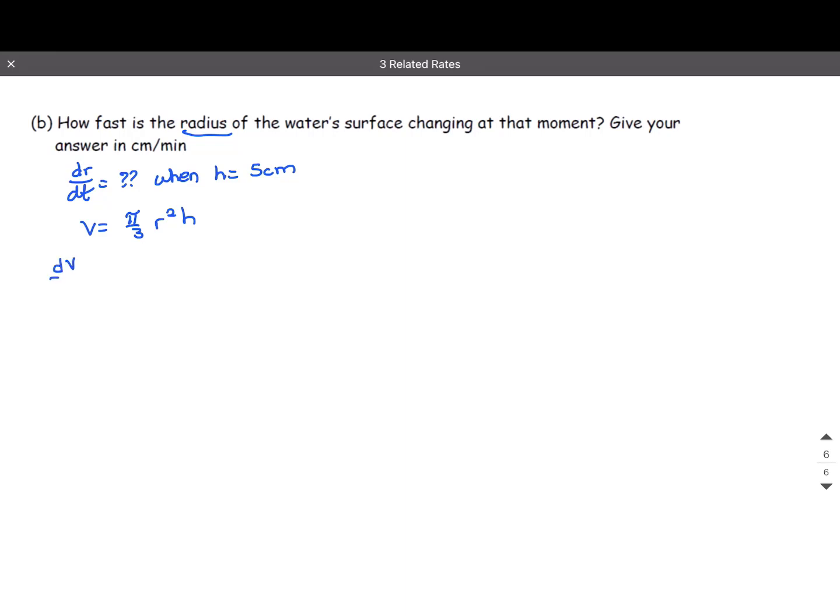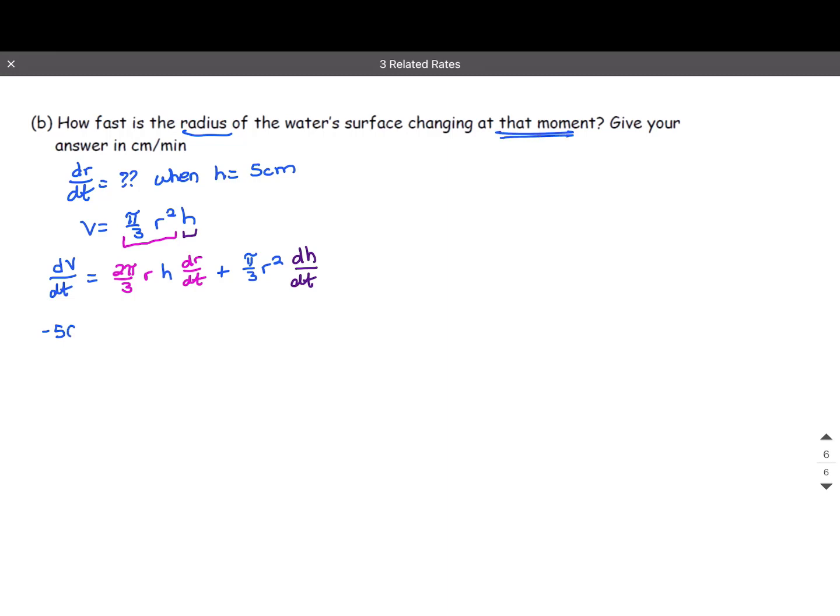So the derivative of V is dV/dt. Now on the right-hand side, it's a product rule. If we take the derivative of pi over 3 r squared, we're going to have 2 pi over 3 r to the first times dr/dt, and don't forget to keep the h, plus now we're going to keep the pi over 3 r squared times the derivative of h, which is dh/dt. Now all the values we had in the previous part get to follow through here because we're at the same moment.